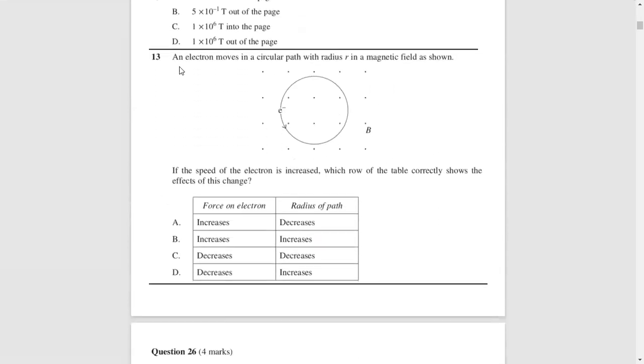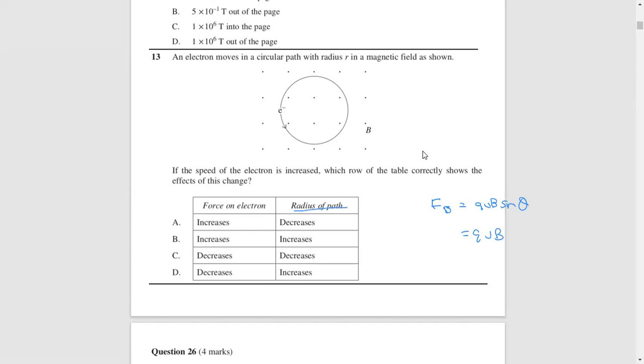Question 13. We've mentioned before, when a charged particle is in a magnetic field, it goes in a circular path, as we've got here. If the speed of an electron is increased, what correctly shows the effect of this change? So you understand, of course, that the force on the electron is Fb, which is QVB sine theta. Here, theta is 90 because it's 90 degrees to the plane. So it's QVB. So clearly, V goes up, force on electron increases. Right?